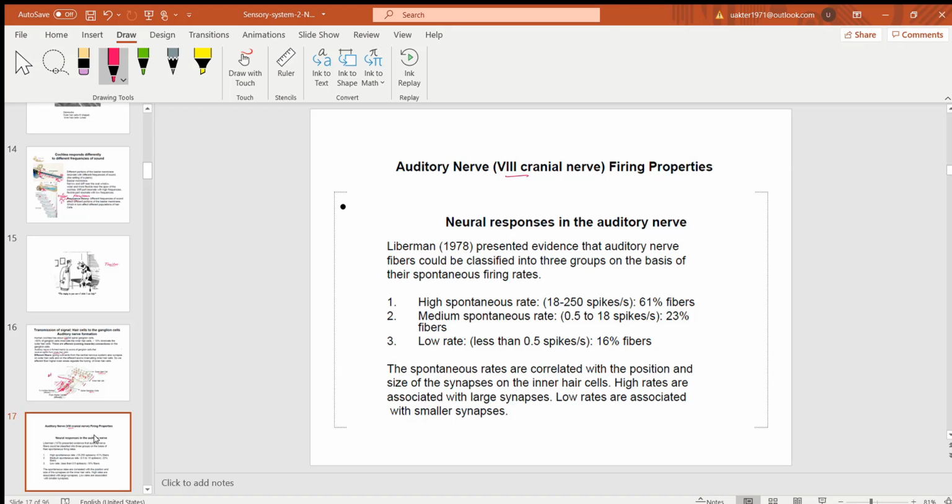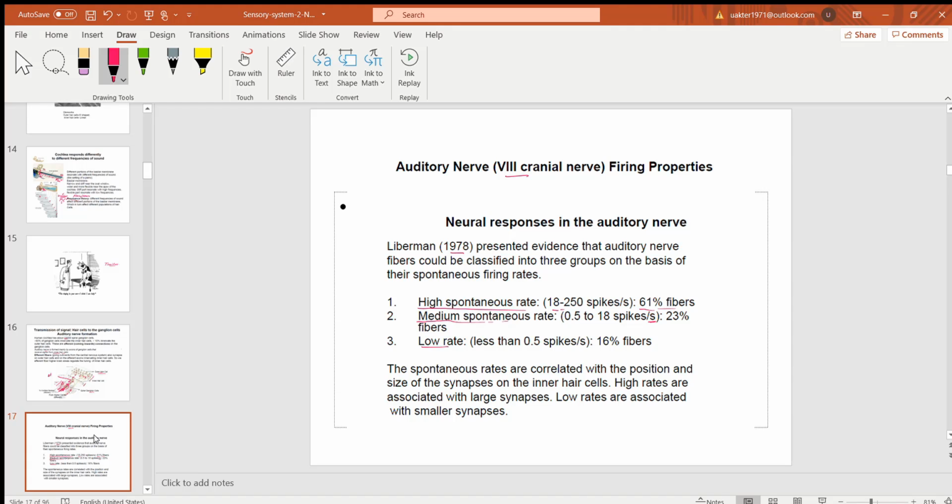The fibers could be three different types. Lieberman, a scientist, in 1978 presented evidence that auditory nerve fibers could be classified into three groups on the basis of their spontaneous firing rates. Some fibers have high spontaneous firing rate, that means without any stimulation, spontaneous, and medium spontaneous rate fibers and low spontaneous rate fibers. High spontaneous fibers would fire between 18 and 250 spikes per second, and most of the fibers are high spontaneous fibers, okay, 61%, and medium spontaneous would fire 0.5 to 18 spikes per second.